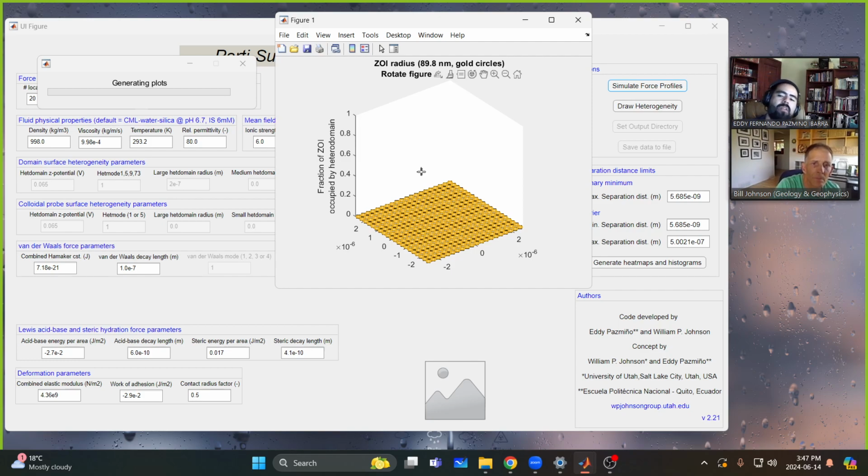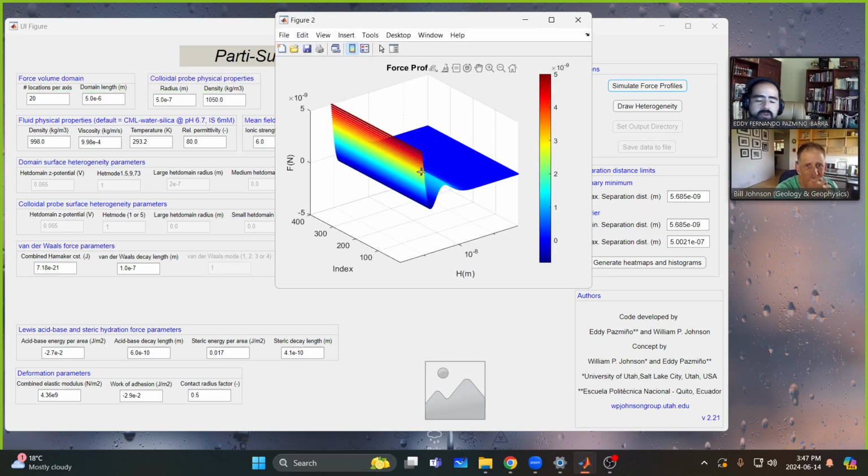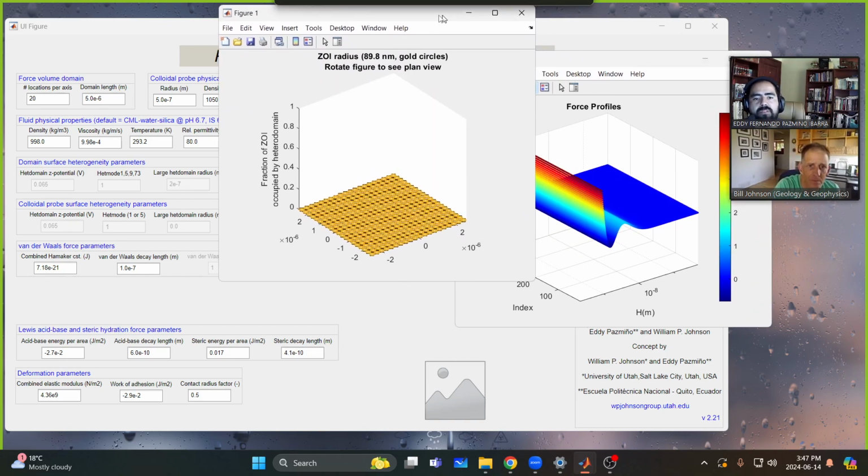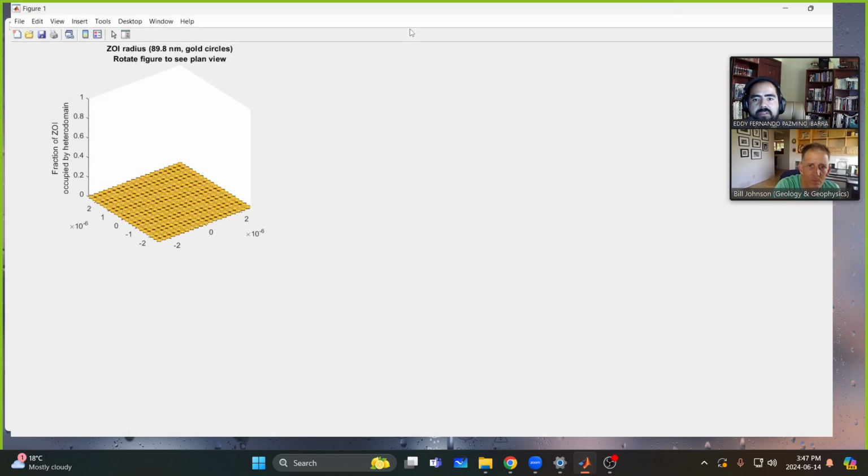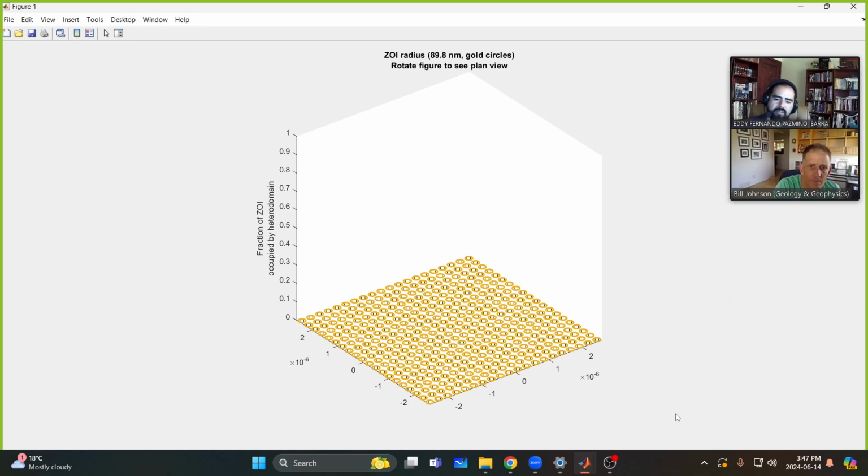You have to wait a little bit more because after the locations are represented, it's now generating the other set of plots. What it's doing is calculating the XDLVO interactions for every one of those locations. And now we can talk more about the two plots. So I'm going to maximize this first plot and we'll go ahead and explain it.